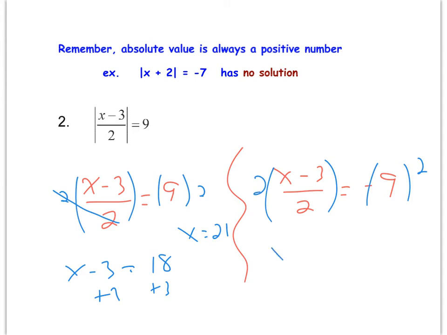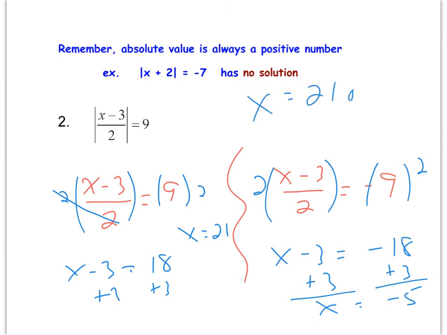I have x minus 3 is equal to negative 18. Add 3, add 3. So I have negative 15. So again, I have x is equal to 21, or x is equal to negative 15. Plug those both in, and they both work. For example, if I plug in the negative 15 now into here, I get negative 15 minus 3 is negative 18. Negative 18 divided by 2 is negative 9. Absolute value of negative 9 is 9.